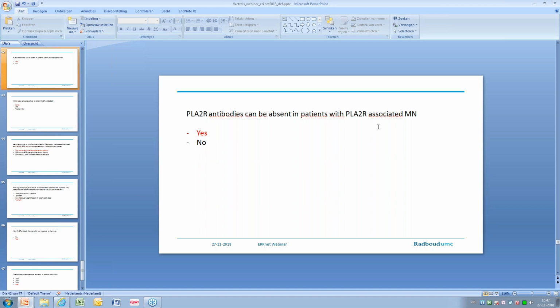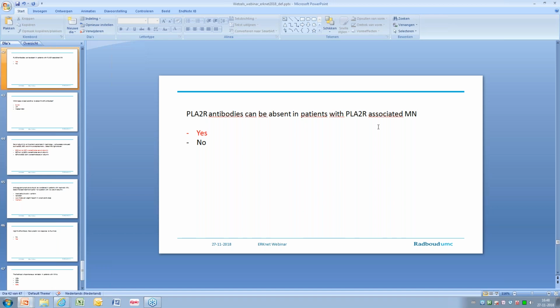While people are thinking about the next question, maybe I can ask you a question: what happens with PLA2R antibodies in patients who undergo spontaneous remission? Do these antibodies disappear completely, or do they keep a low titer of these antibodies?